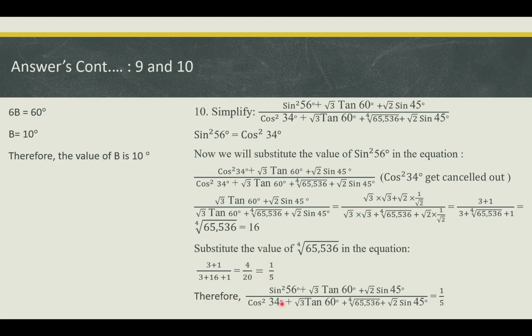Therefore, sine squared 56 plus under root 3 tan 60 plus under root 2 sine 45, by cos squared 34 plus under root 3 tan 60 plus the quad root of 65,536 plus under root 2 sine 45, is equal to 1 by 5.